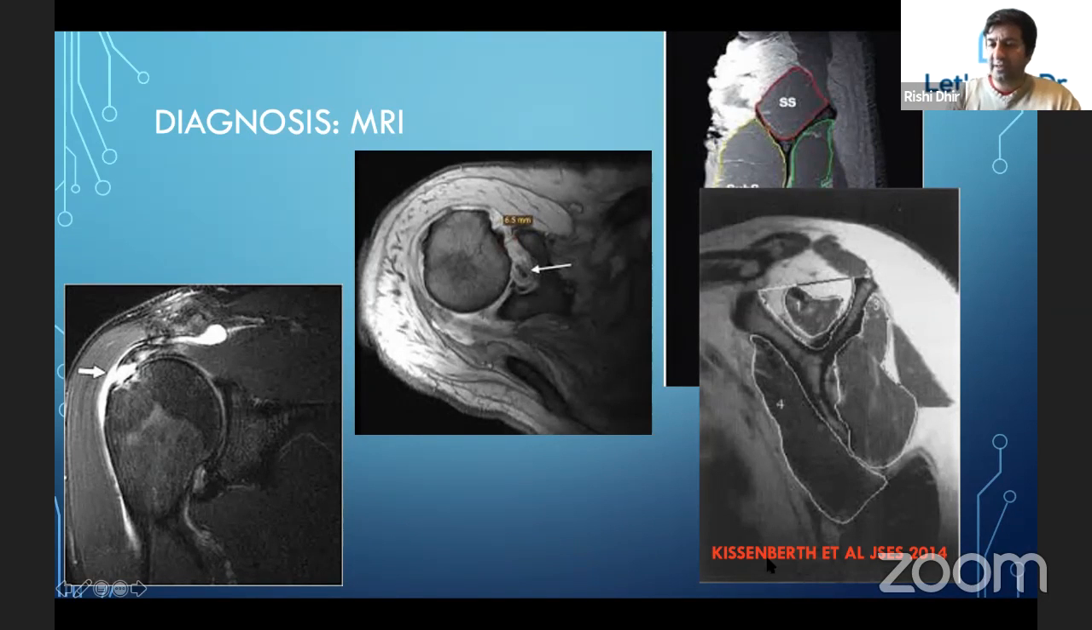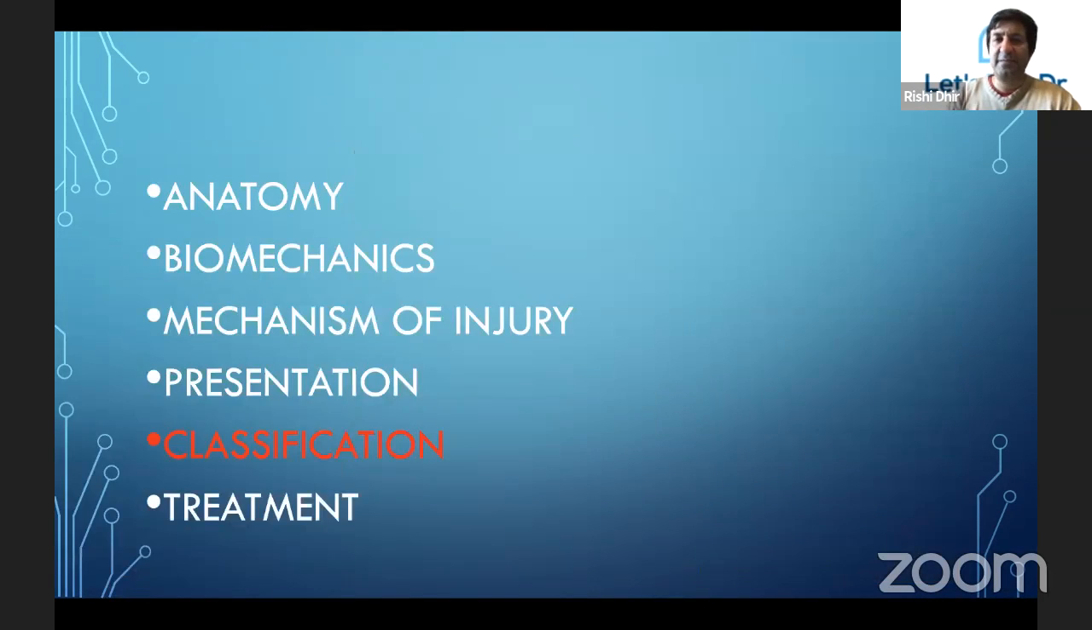This was well described by Kissenberth in 2014. He found that a positive tangent sign indicates that these often cannot be repaired. It was a retrospective study. He looked at operative notes and preoperative MRI scans and found that this had very good inter- and intra-observer reliability. So these are the sorts of things that I'm looking for on the MRIs. As I mentioned, you can get ultrasounds as well, okay?